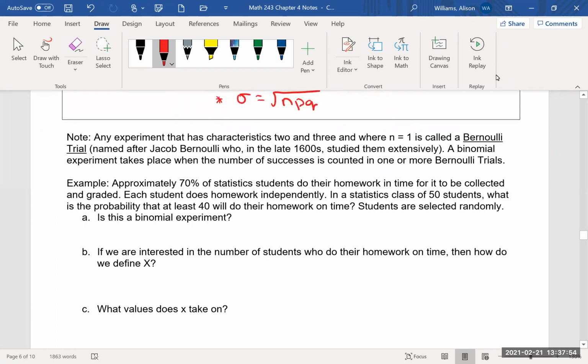Okay, so let's do an example and fit all of this information into an actual problem. Approximately 70% of statistics students do their homework in time to be collected and graded. Each student does homework independently. That's important for it to be binomial. In a statistics class of 50 students, what is the probability that at least 40 will do their homework on time? Students are selected randomly.